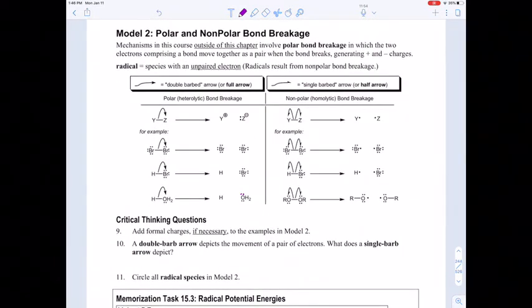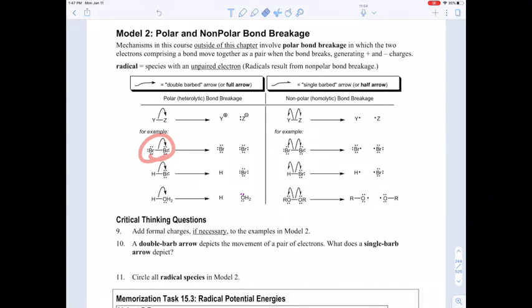Model 2, polar and nonpolar bond breakage. Mechanisms in this course outside this chapter involve polar bond breakage, in which the 2 electrons comprising a bond move together as a pair when the bonds break, generating a positive and a negative charge. We've seen that all last semester. Radicals, though, are species with an unpaired electron. Radicals result from nonpolar bond breakage. So, for instance, down here we see bromine, that's a nonpolar bond.